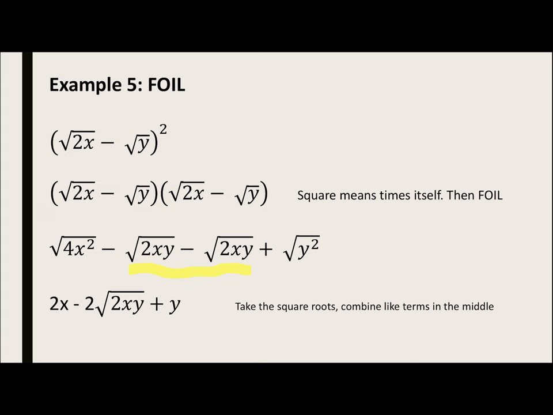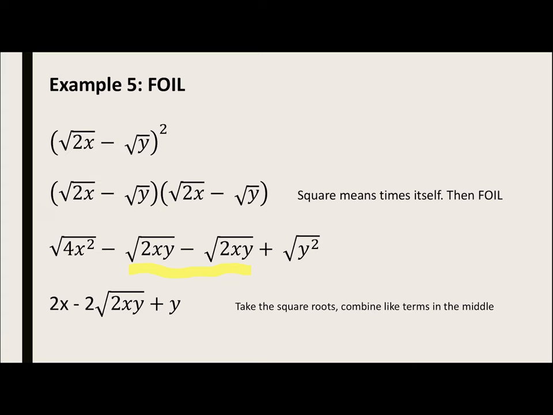Outside, I have the square root of 2x times negative y, which will be negative square root of 2xy. All of those things are inside. My inside term, negative y times the square root of 2x, is negative square root of 2xy. Last, negative times negative equals positive. Square root of y times square root of y, square root of y squared. Those are like terms in the middle. Minus minus is understood minus; 1 root would be minus 2 root.